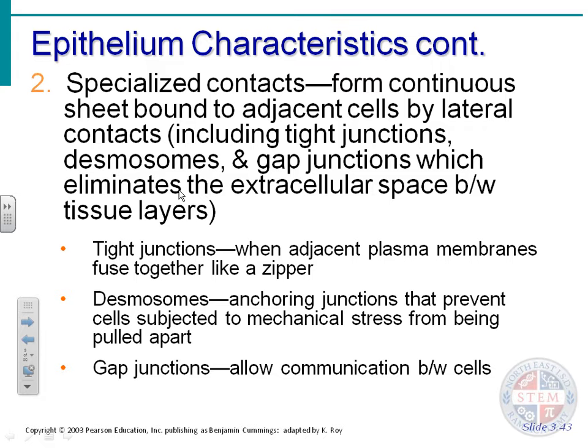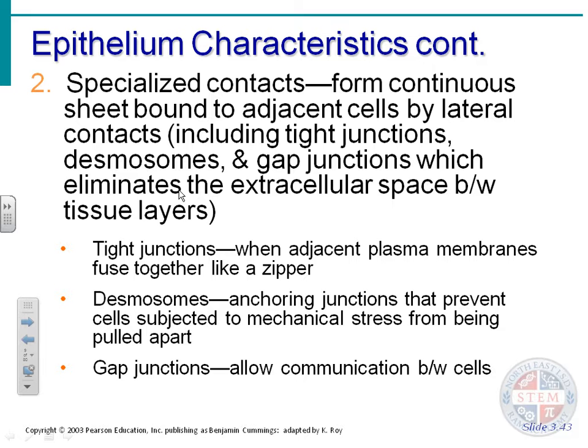Specialized, it's a continuous sheet that can be bound by adjacent cells because they come in lateral contact with each other, so they can come in close contact. The way that these cells come together in contacts, they're called tight junctions, desmosomes, gap junctions, and which eliminate extracellular waste between cells.